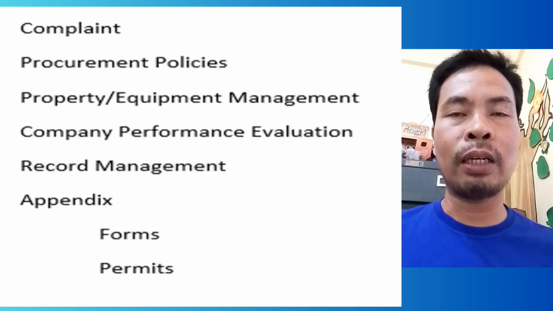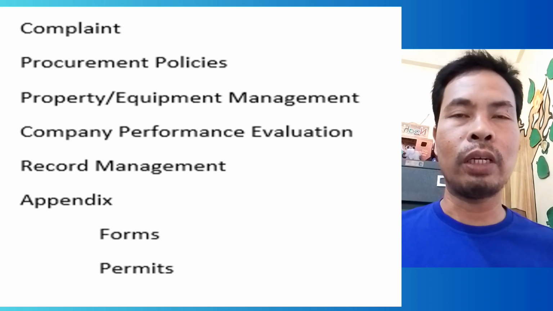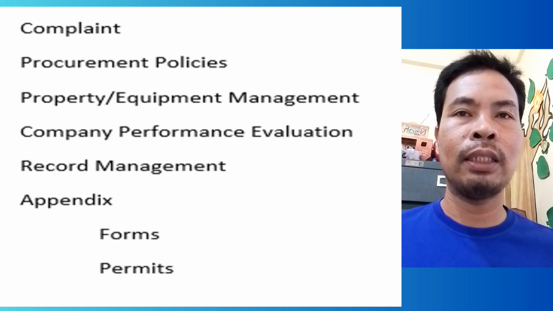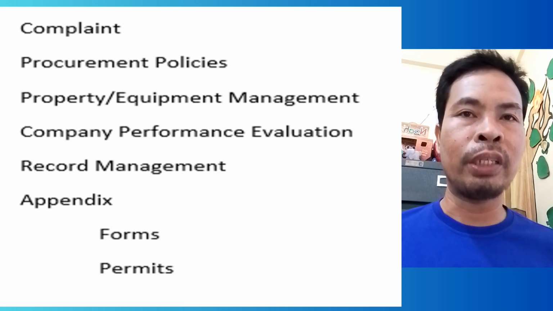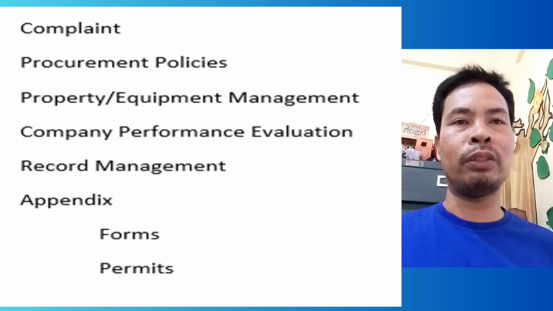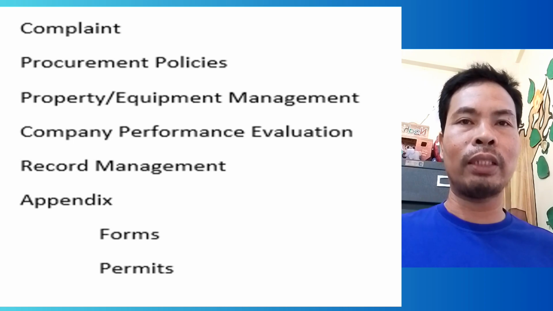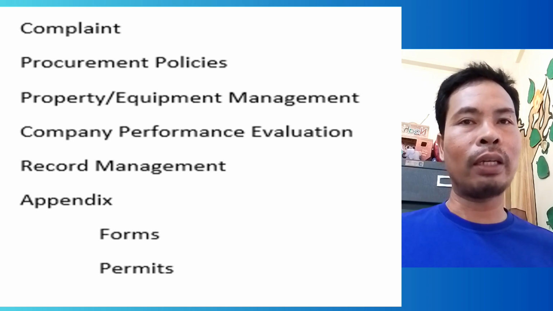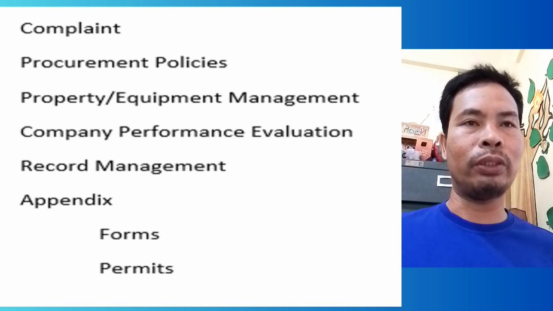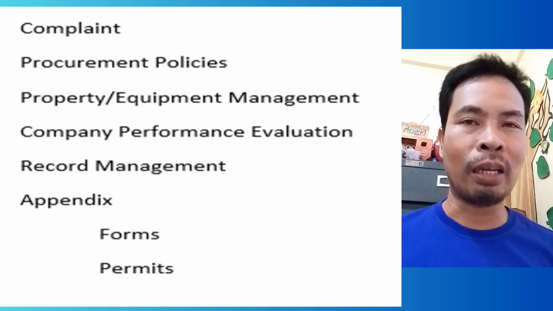Then there should be a statement of complaint on how to handle the complaints, then procurement policies, property and equipment management, company performance and evaluation, and record management. There should always be record management so that we can look back, or we can trace, or we can refer to the records if something comes up.